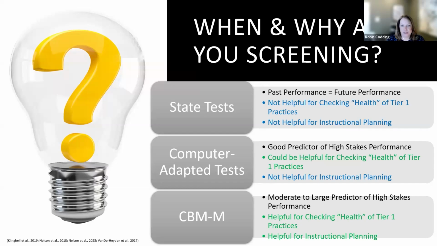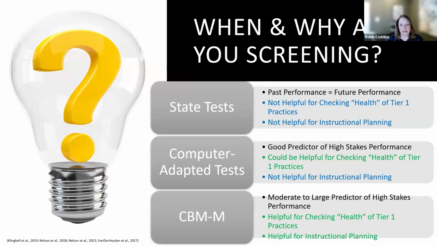The next thing that we might do with screening is use those computer adaptive tests that we've been talking about. They are good predictors of high stakes performance, and they could be helpful for checking the health of tier one practices. But as we mentioned, although they have the potential to do so, most are not super helpful for instructional planning. Part of that is because they use these grouped or broad assessment outcome kind of metrics or scores. And that doesn't really get at what students really know and don't know.